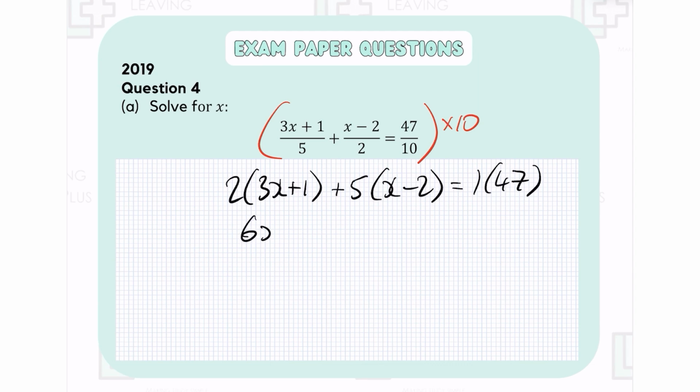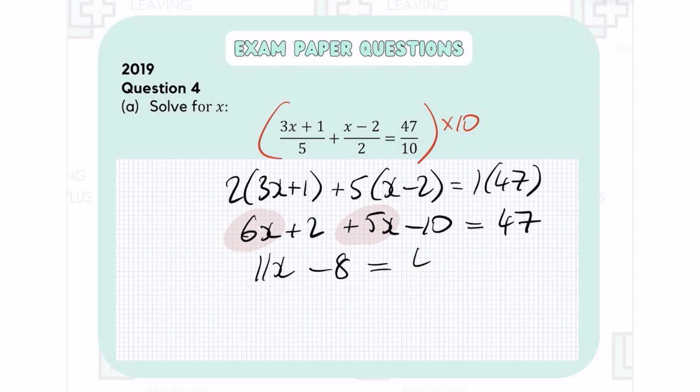So we have 6x plus my 2 plus 5x minus my 10 equals 47. Okay, a little bit of simplifying time. I have 6 and 5, they will go together. That will give me 11x. Then we have 2 take away 10 is minus 8 equals our 47.